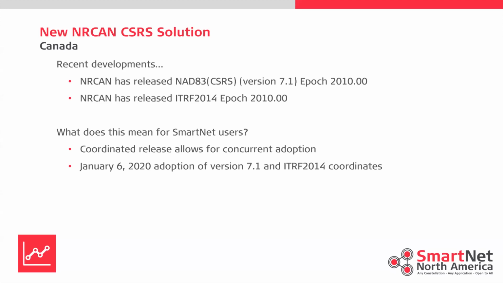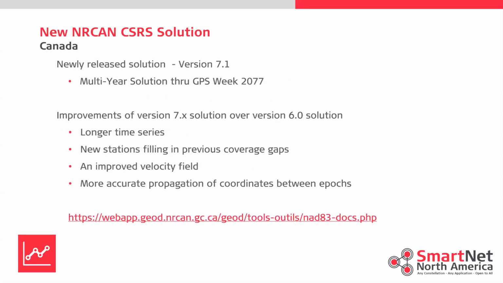So what does this mean for SmartNet users? This means a coordinated release for concurrent adoption with what we're doing in the US as well as Canada. And it means on January 6th, we will be adopting version 7.1 and ITRF coordinates in Canada as well. The multi-year solution for 7.1 is through GPS week 2077. So basically they take all the solutions for all the weeks of our stations and produce a broadcast coordinate for us with all of those combined. So they get tighter and tighter over time.